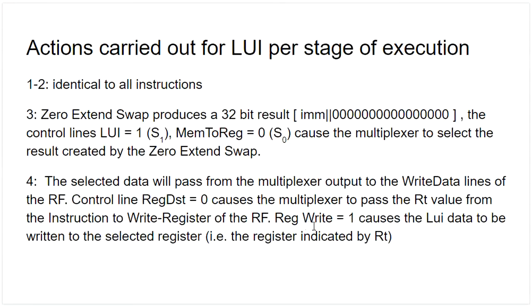The register write will be set to 1 so that I can actually write to the register file, otherwise it will not be enabled. And that will cause the LUI data to be written to the selected register, i.e. the register indicated by the RT. So we've written our data to the RT. Anything else to do? No. We have finished the command in 4 steps, in 4 stages of the single cycle. All right, so basically I just wrote down here what you'd have to write in your homework. You can't just draw a picture. You've got to explain why each piece is there and what it does. And that's what I've done here in English.